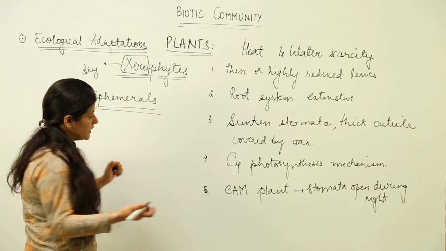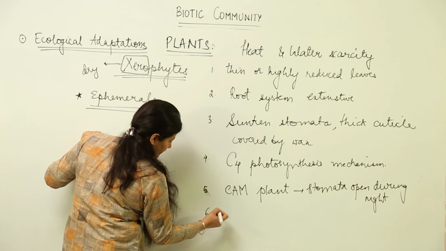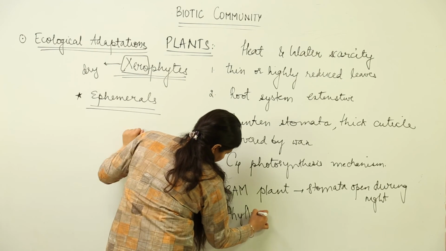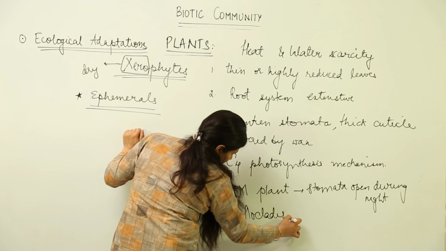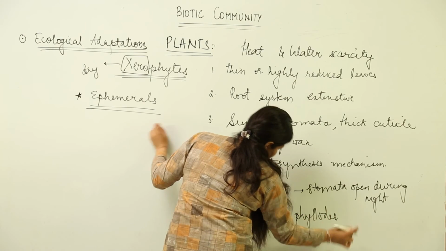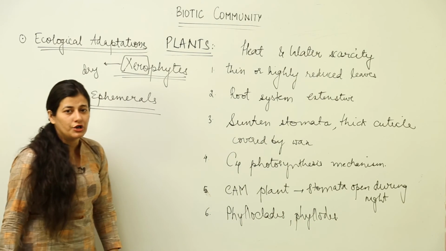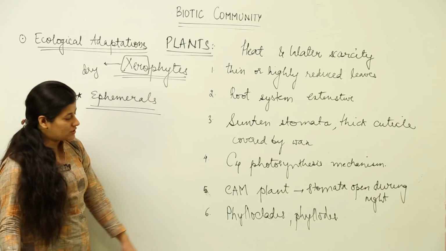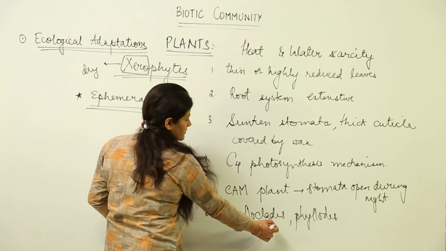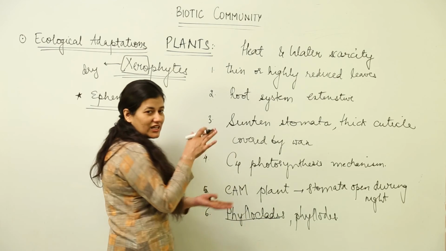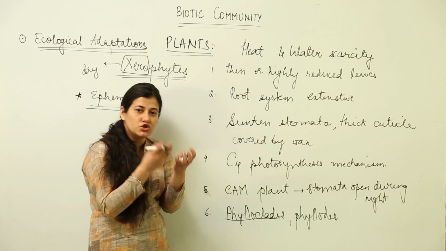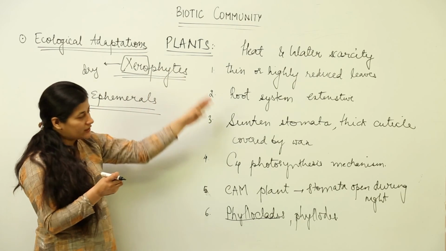Okay, one more thing that you primarily observe in xerophytes is the occurrence of phylloclades and phyllodes. That means the leaves are highly reduced, and the purpose of photosynthesis is performed by specialized stems known as phylloclades, which are thick flattened stems, green in color. Okay, the water is stored in it. So, these are the various adaptations.